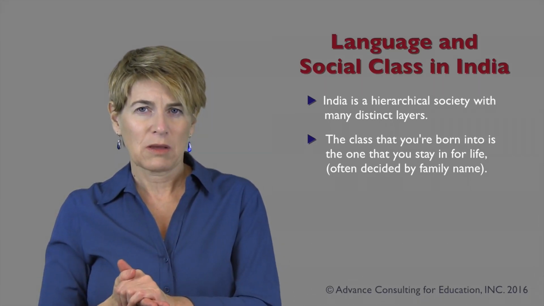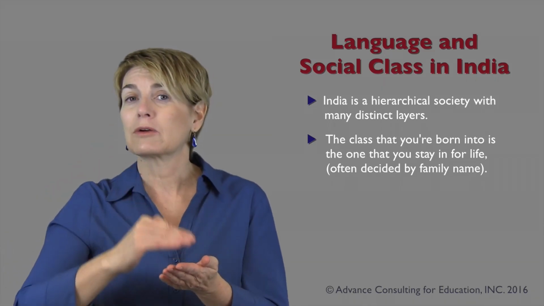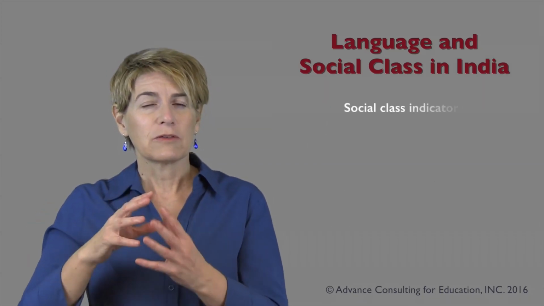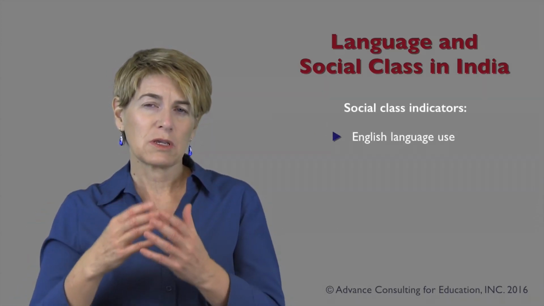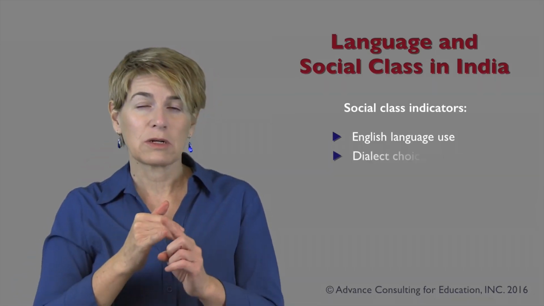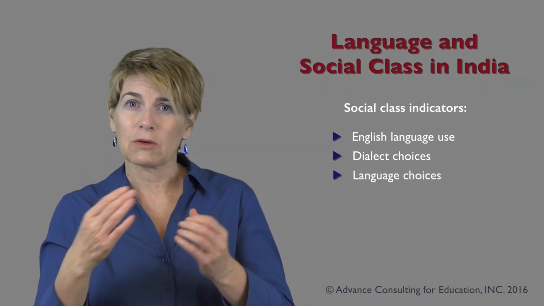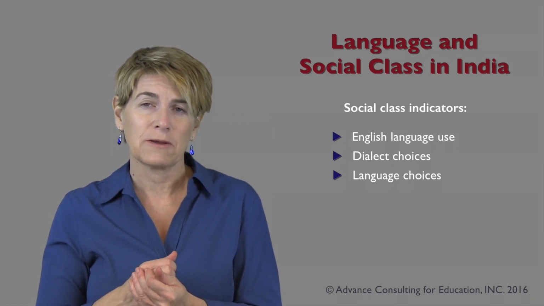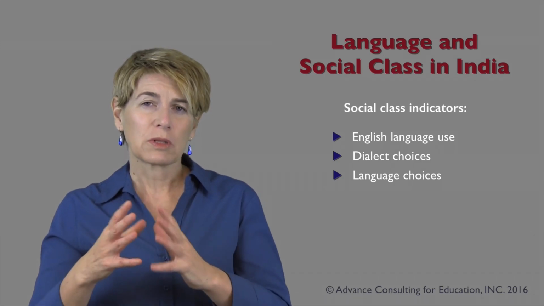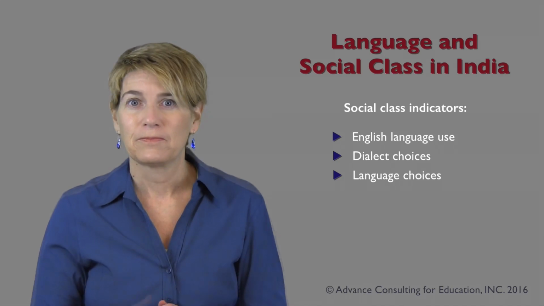So India is another example of a very hierarchical society with very clear social classes and very clear language use choices that go with those social classes. And so I mentioned that the English language use is one of the indicators of social class in India, and then also dialects are an indicator, and different language choices. So speaking one language versus another is also an indicator of social class in India. So if you have some time, that's another really interesting society to look at to really explore this connection between social class and language use.